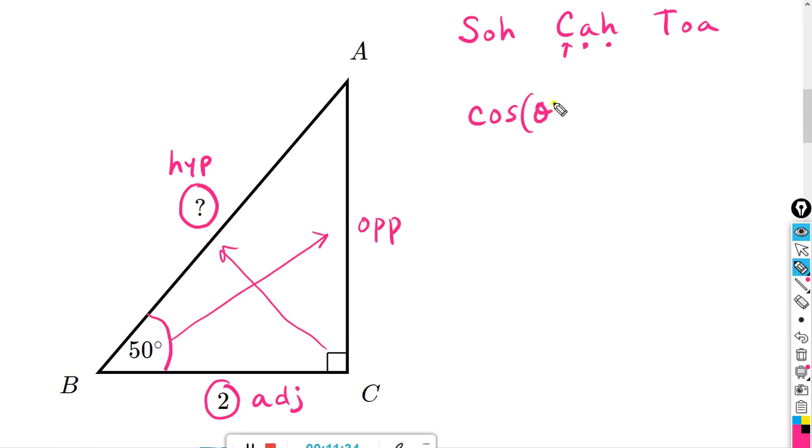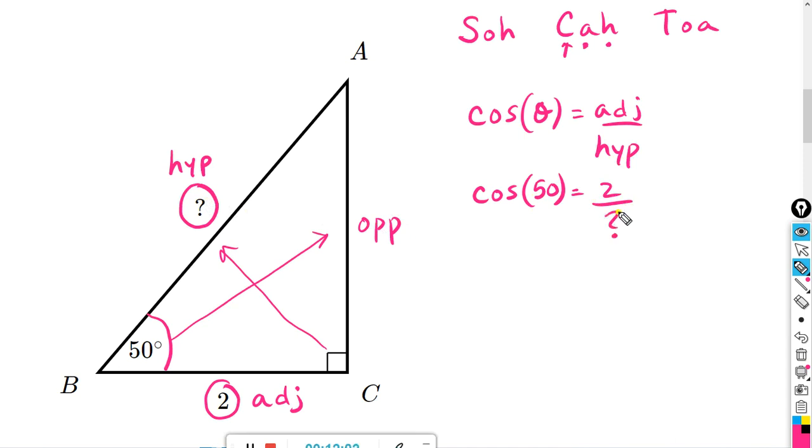Cosine of the angle theta equals adjacent over hypotenuse. So the angle theta is 50. So we have the cosine of 50. The adjacent side is 2. And the hypotenuse is question mark.